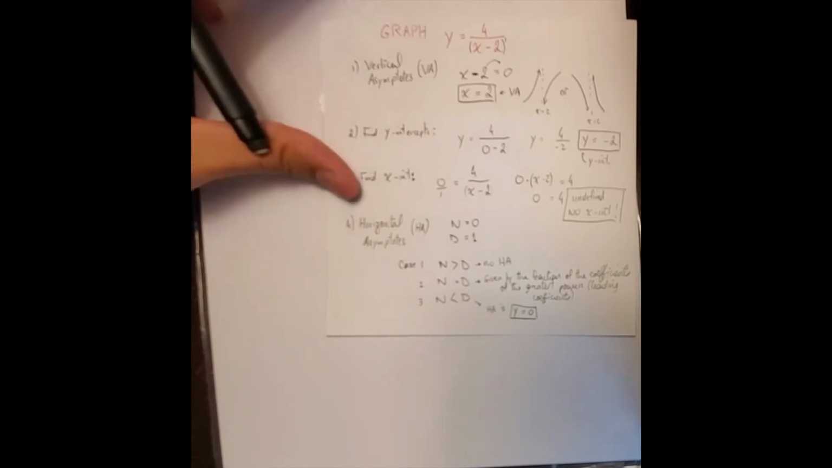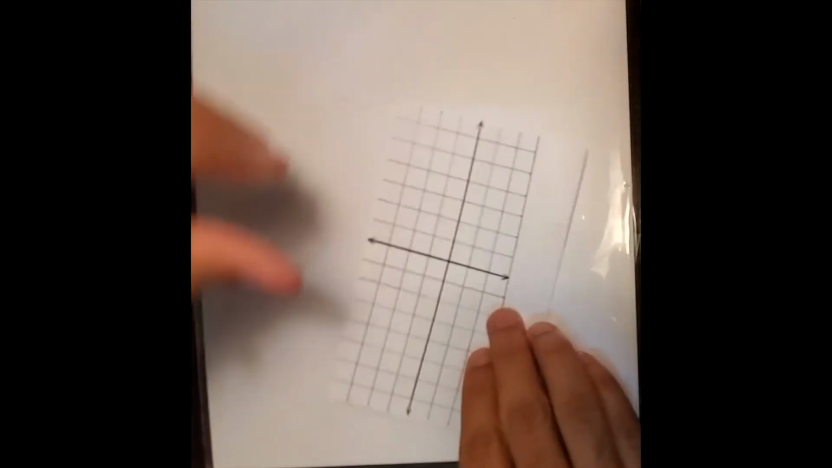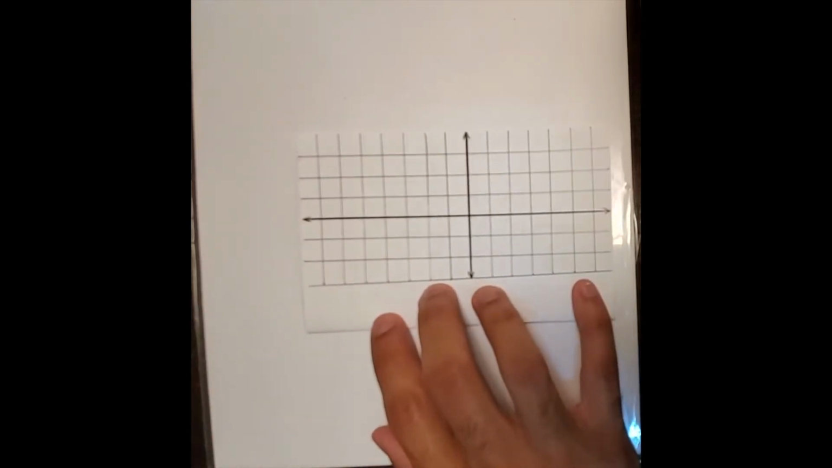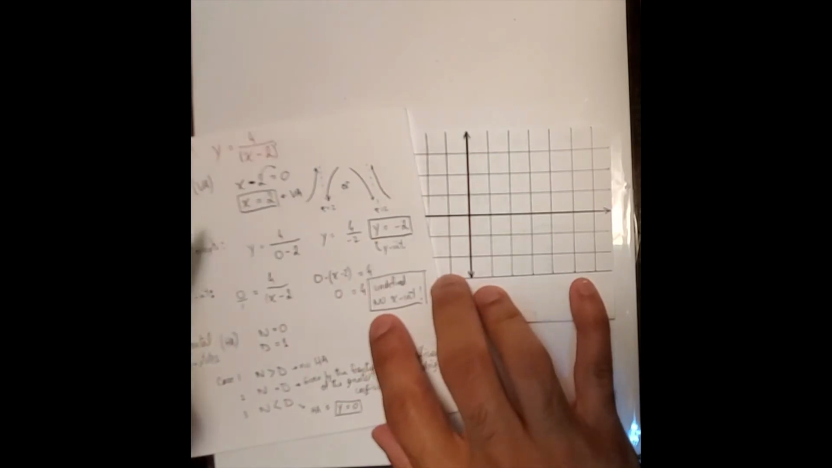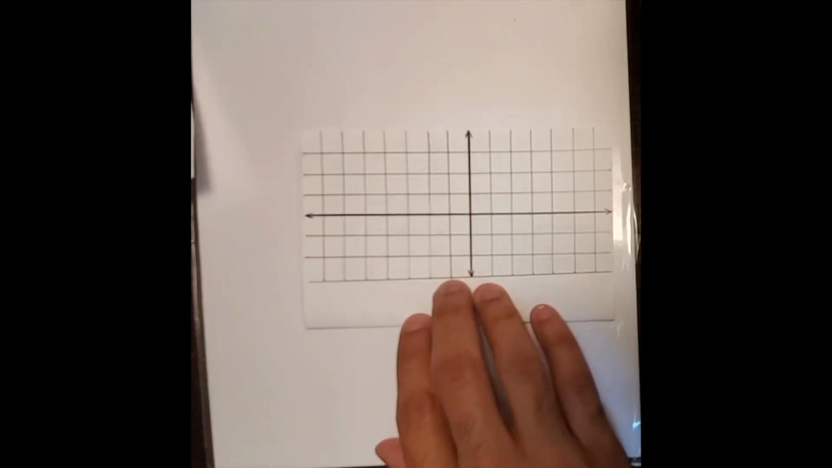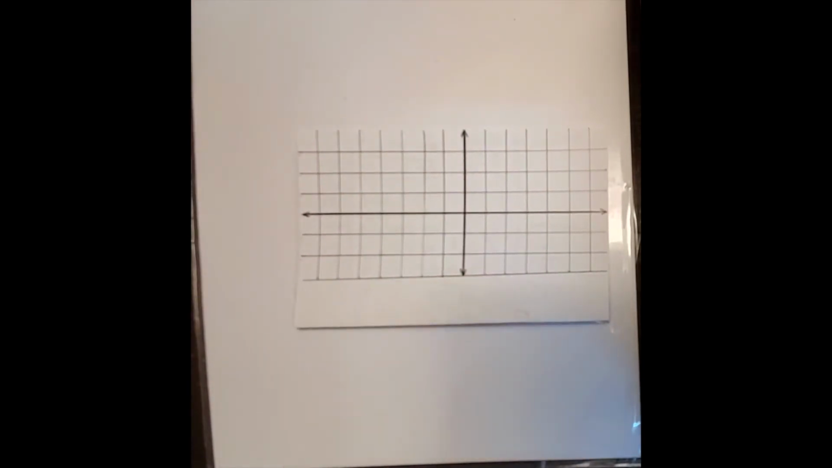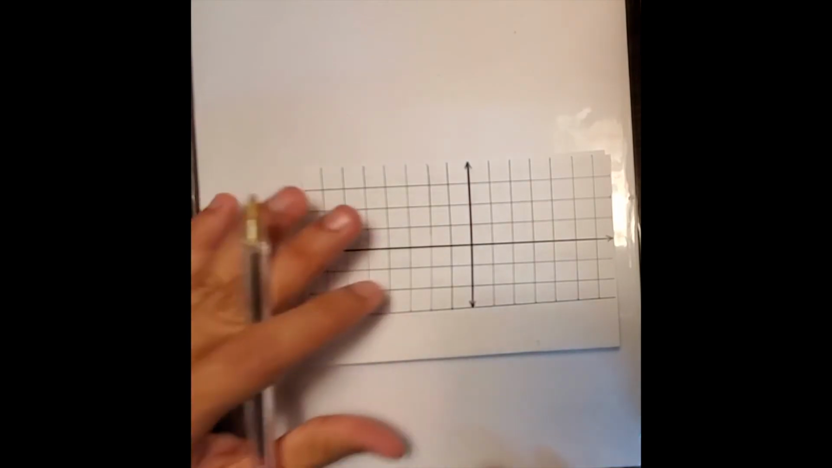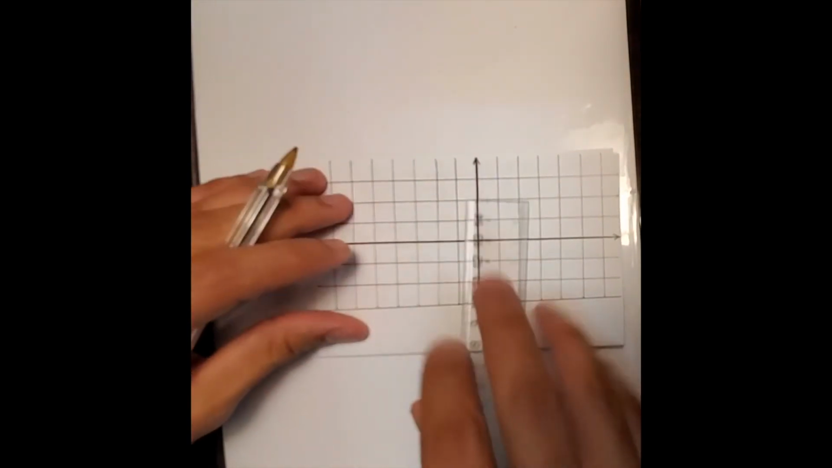All right? So we're going to go over to the graph, and we're going to put all these points in the graph. All right, here's our graph paper. We're going to start off by putting the vertical asymptote. The vertical asymptote was x equals 2. So let's go ahead and put that over here. x equals 2.